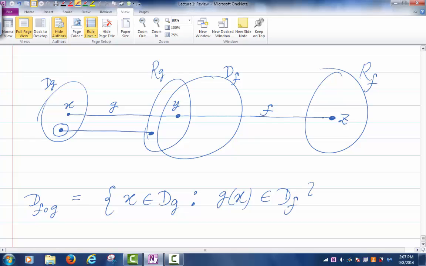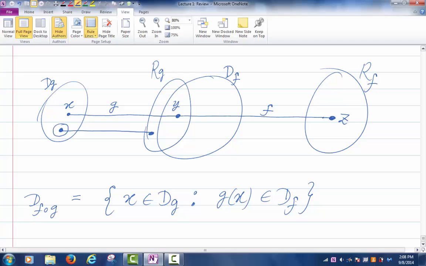The domain of f. The domain of the composition is all values of x for which g of x is in the domain of f. Right, because whatever x you have, you're applying g first, so x has to be in the domain of g, but then you're applying f to g of x, so g of x has to be in the domain of f. Otherwise, you cannot apply f.